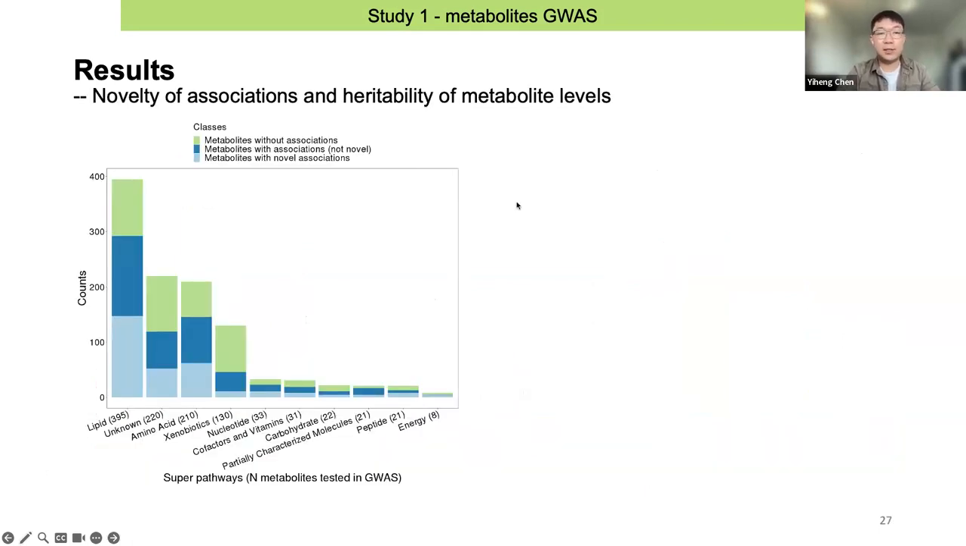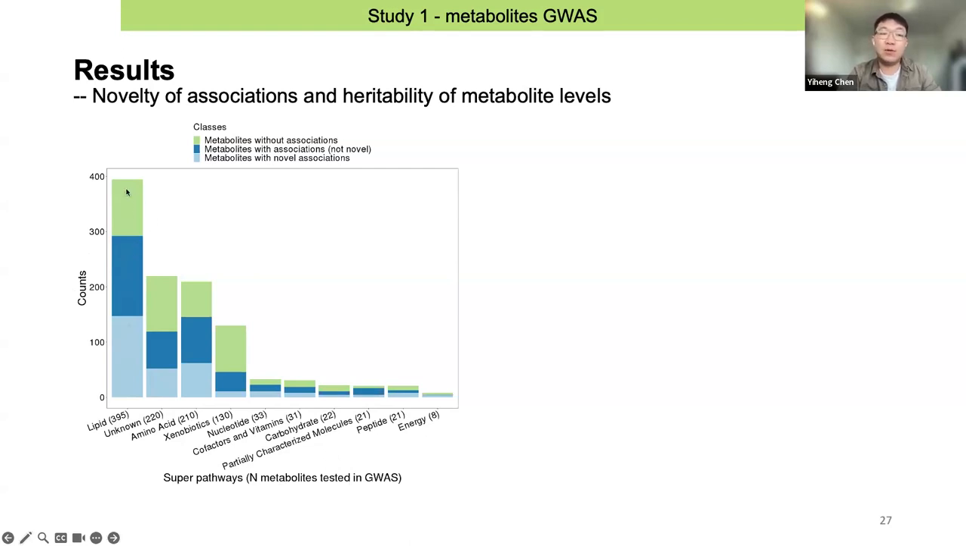The second part I'm trying to show here is that I explored the novelty of the associations I found, as well as the general heritability of the metabolite levels. On the left panel, you can see the number of known or novel associations for metabolites belonging to different categories, as shown on the x-axis. The y-axis is the count of associations for those metabolites. The dark blue ones, I think, are known associations, and the light blue ones are novel associations identified in the current study. For example, for lipids, we find about 150 novel associations and another 150 known associations that have been reported in the literature.